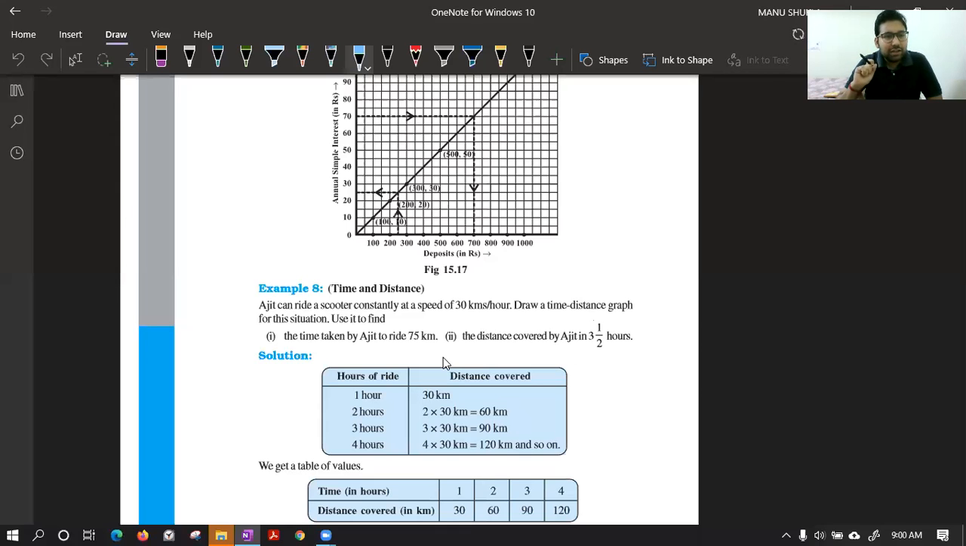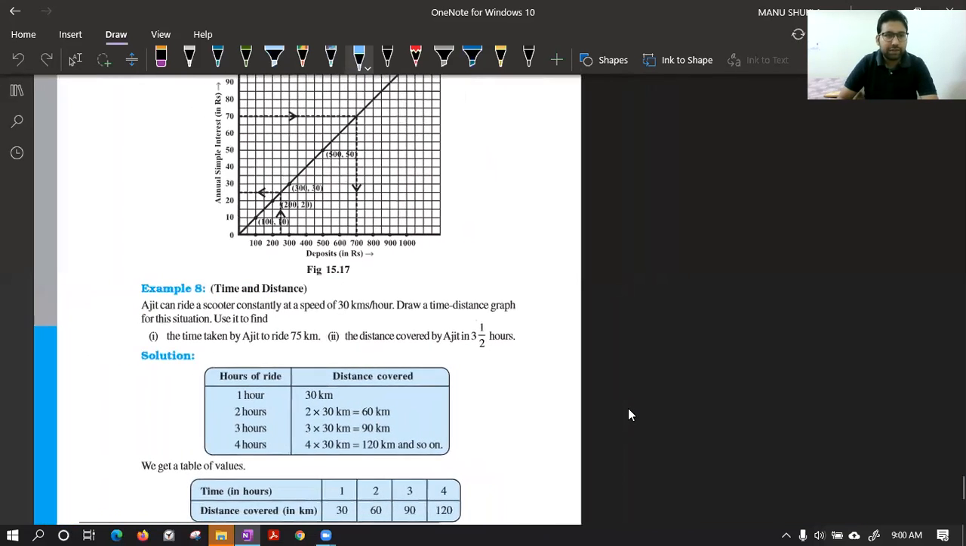Ajit can ride a scooter constantly at a speed of 30 km per hour. So Ajit is a very responsible citizen. He knows that 40 kilometers is the limit and he is going at 30 km per hour normally. Draw a distance-time graph for this situation. Use it to find the time taken by Ajit to reach 75 kilometers and the distance covered by him.